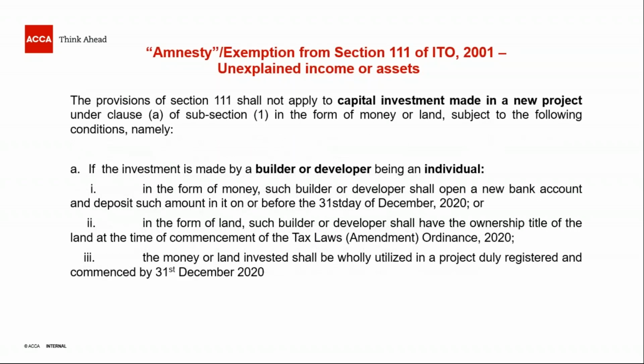Now, the next one of the major ones, and perhaps the one that is going to be impacting the property prices the most, is the amnesty. It's not referred to as amnesty, but it's what the tax professionals, the property, the construction industry, and the ordinary masses are calling it. So we have included the word amnesty. Formally, it's being referred to as exemption from Section 111 of Income Tax Ordinance 2001, which deals with the unexplained income or assets.